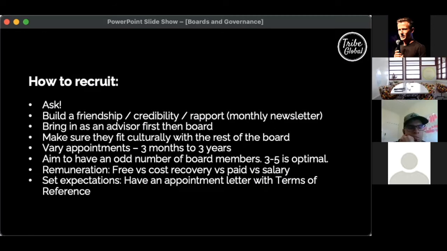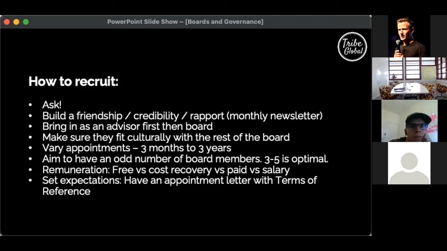Another is, if you're at the point where you've raised some funding and you have the ability to pay for board members, you can offer someone a contract to come onto your board. You could put them on your advisory board first. If you're really struggling, you can also go through the Australian Institute of Company Directors and search their database for directors to come onto your board.